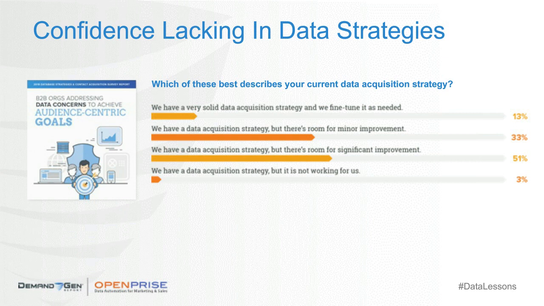When we ask folks about where they are in terms of best describing their current data acquisition strategy, the challenge you can see here is there's a real lack in confidence in where folks are. They realize there's room for significant improvement. So that's kind of the bad news, that this has been a challenge we've seen for a couple of years now as marketing automation adoption has evolved.